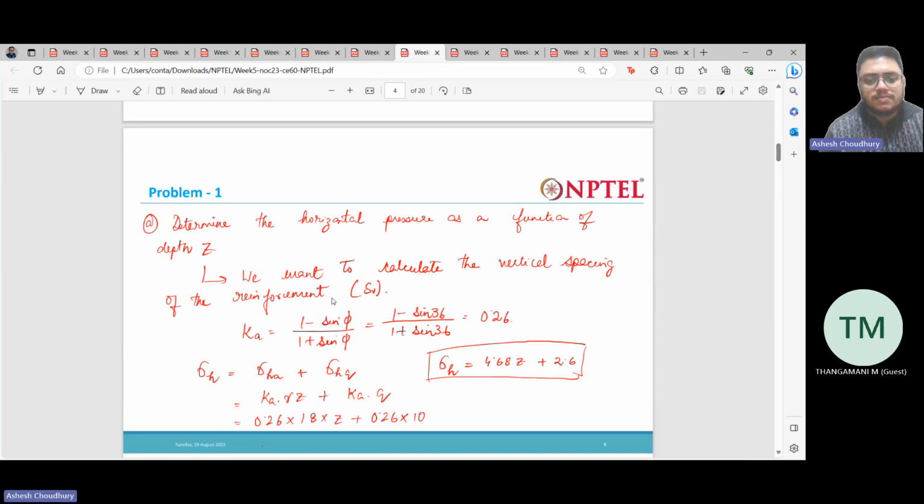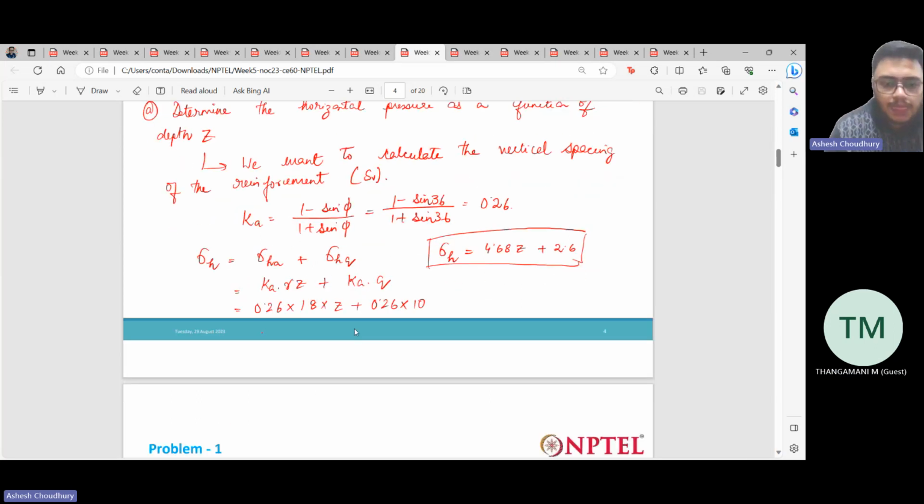So here you are seeing that they have not considered, but actually we have to consider the seismic force also. The force coming due to the seismic load, that also we need to take into account.